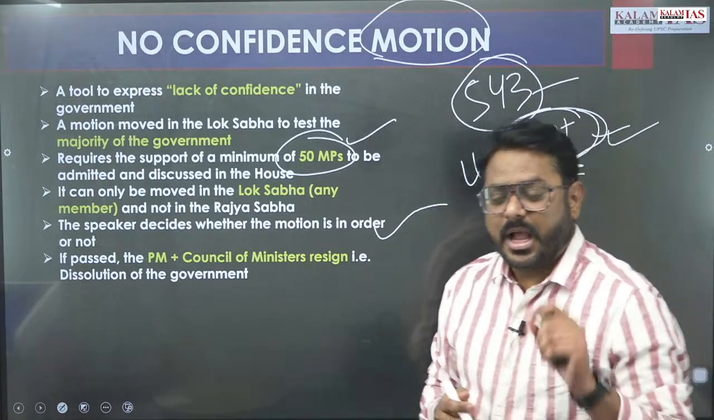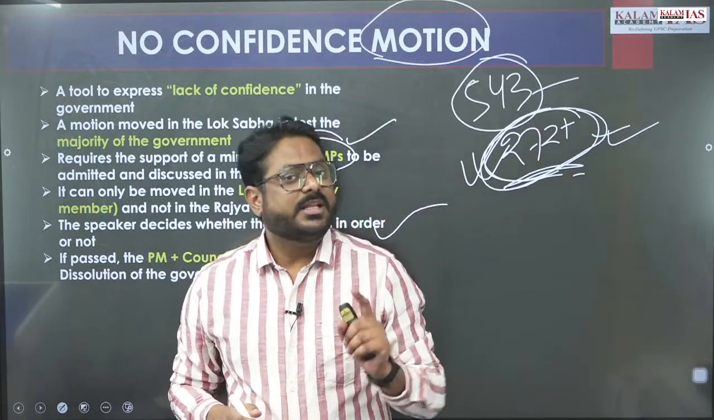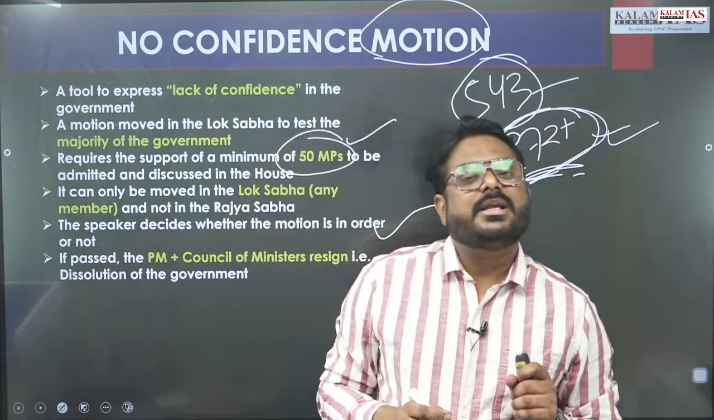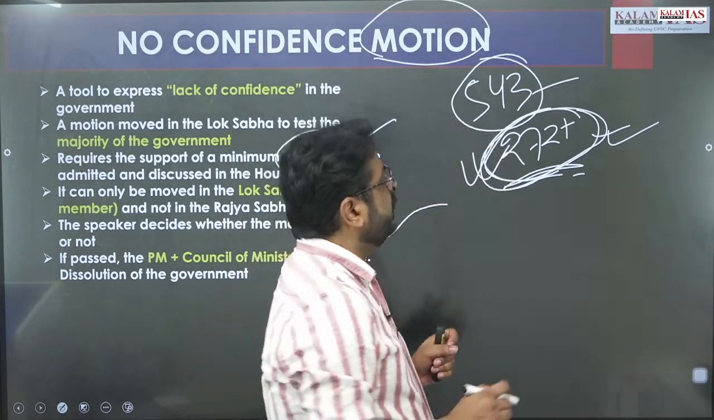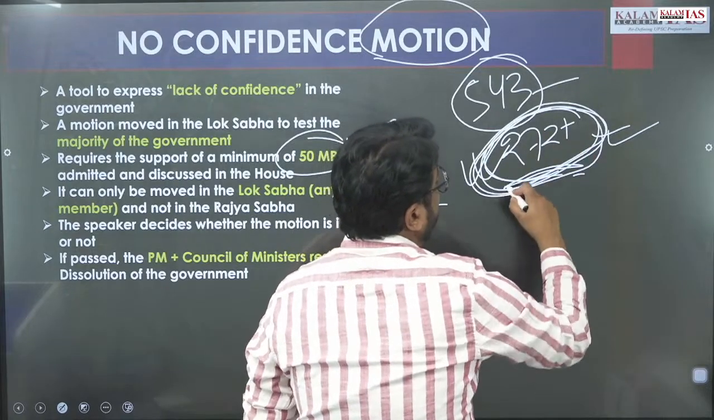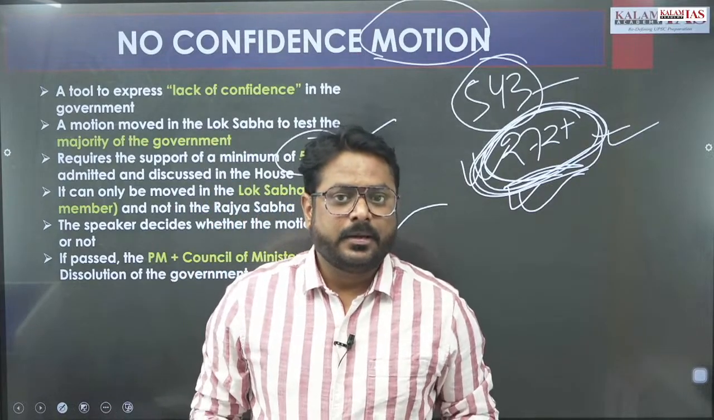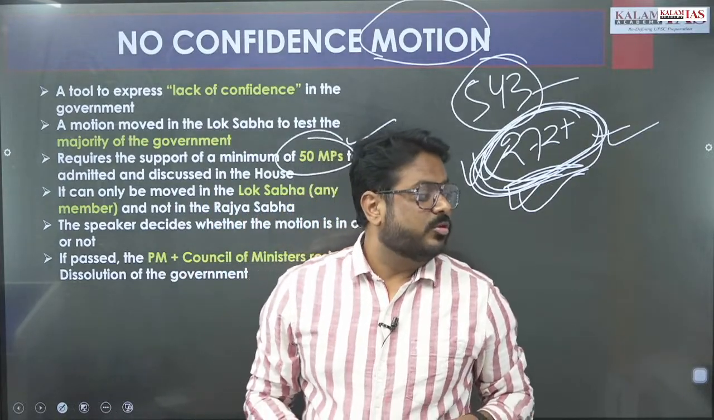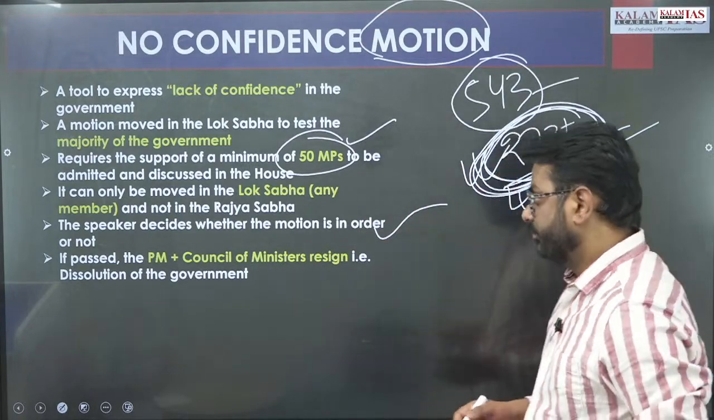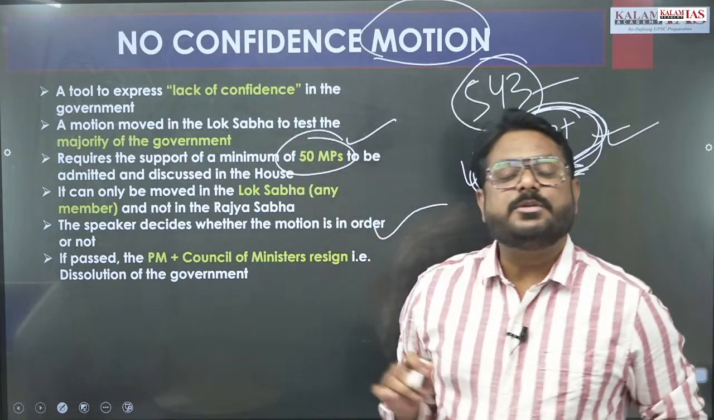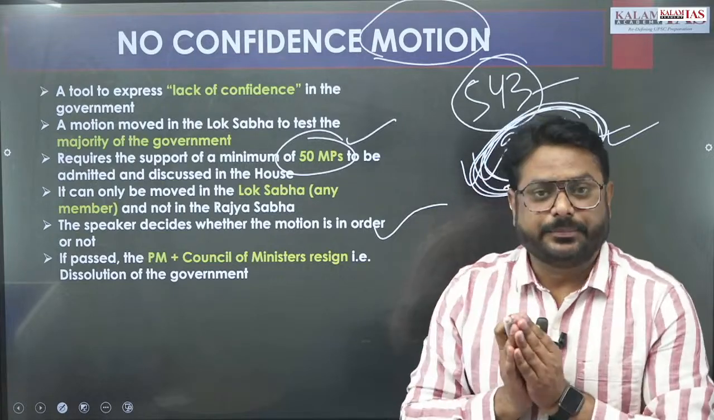If passed, if the no confidence motion is passed, right, what does that mean? It means the government is not in majority. If any government has 272 plus members, a no confidence motion can never pass, right. But if the no confidence motion is passing, that means that the government which is formed is not in the majority.